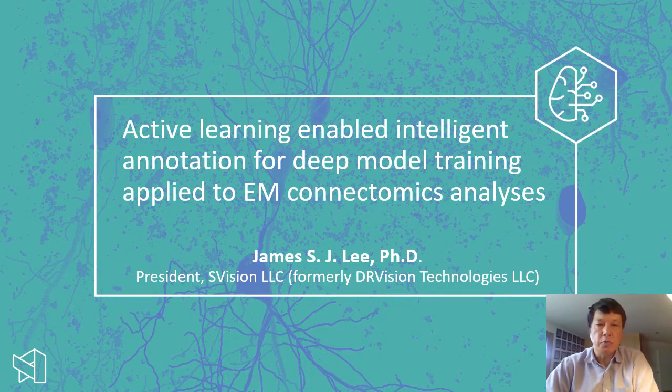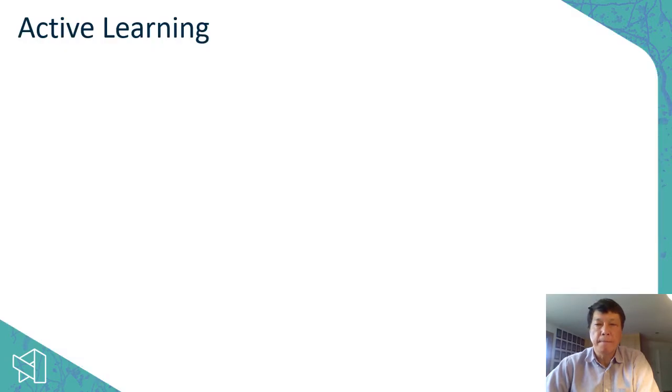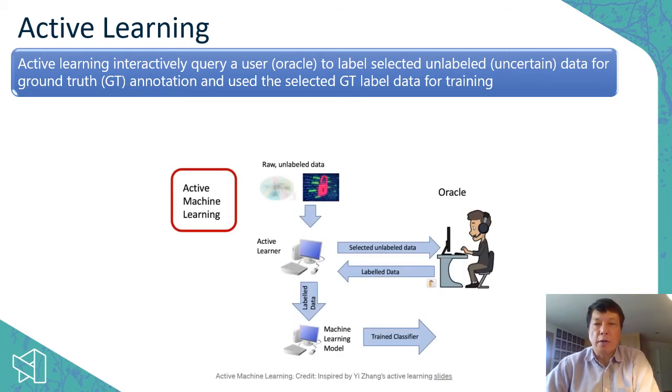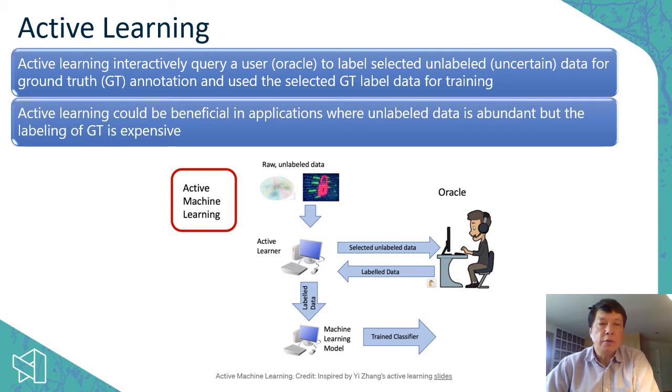It's my pleasure to highlight our poster, Active Learning Enabled Intelligent Annotation for Deep Model Training Applied to EM Connectomics Analysis. Active learning is a machine learning method which interactively queries a user to label selected unlabeled data for ground truth annotation, and uses the selected ground truth labeled data for training. This is an illustration. Active learning could be beneficial in applications where unlabeled data is abundant, but the labeling of ground truth is expensive.